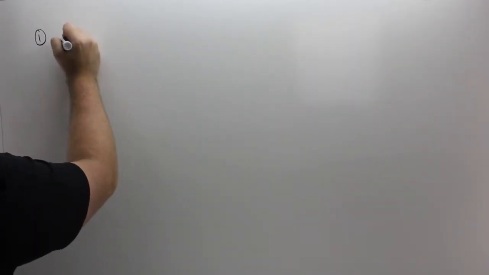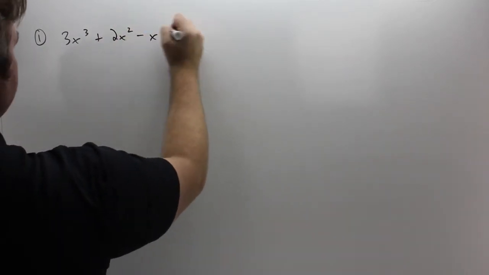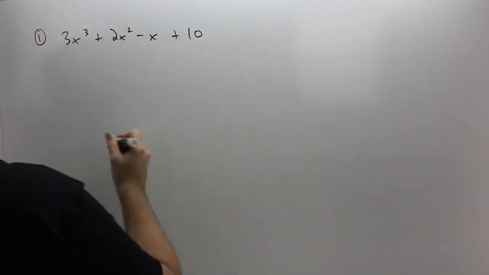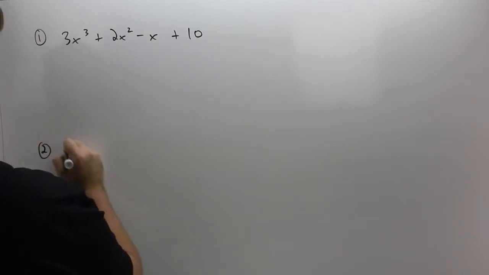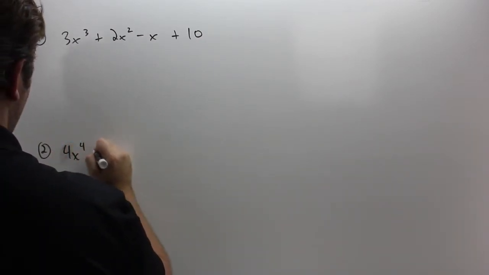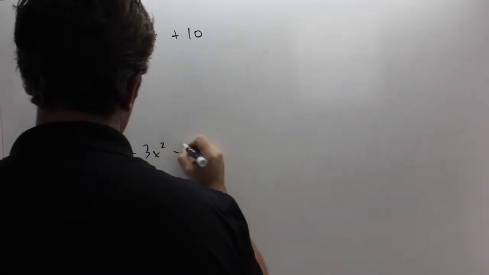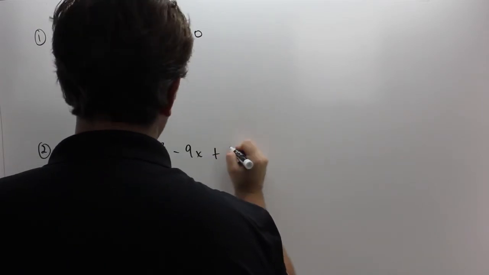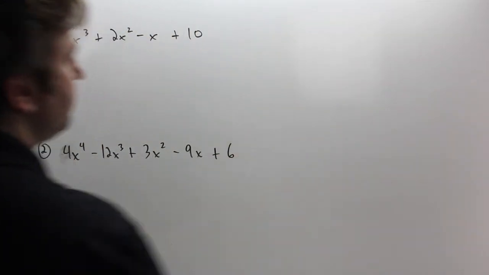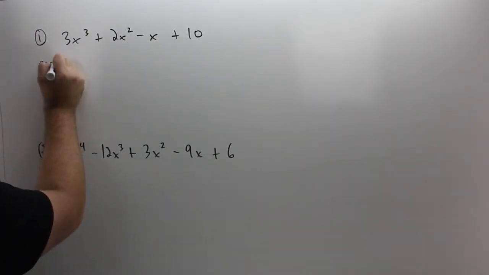So let's say that we have these polynomials here. First one, 3x cubed plus 2x squared minus x plus 10. And I'll do a second one here of, let's make it 4x to the 4 minus 12x cubed plus 3x squared minus 9x plus, let's say, 6. Okay. So it's pretty simple to start these when we're talking about the possible factors.